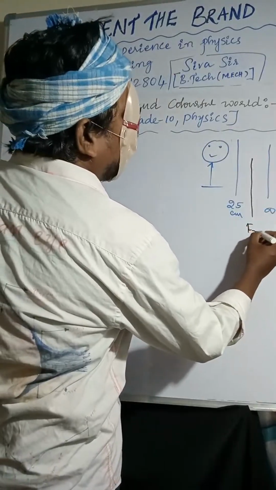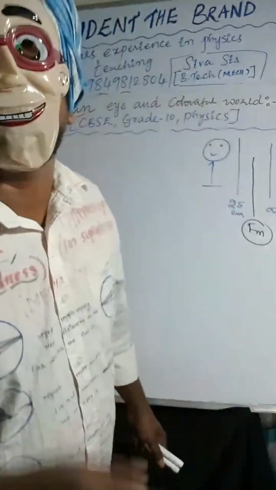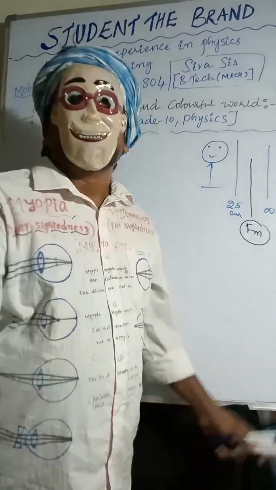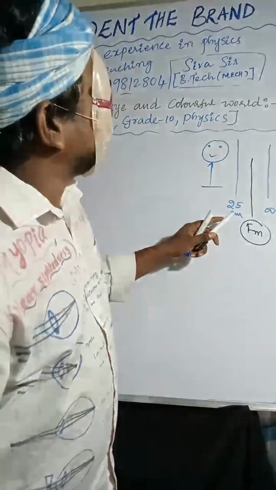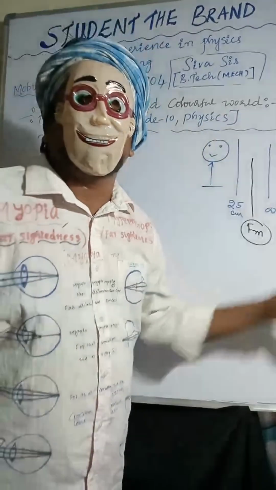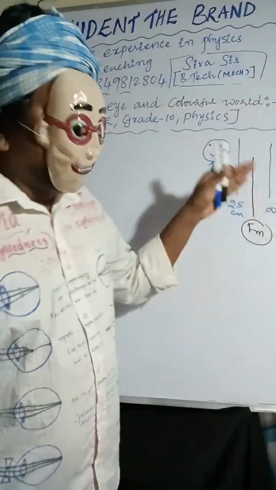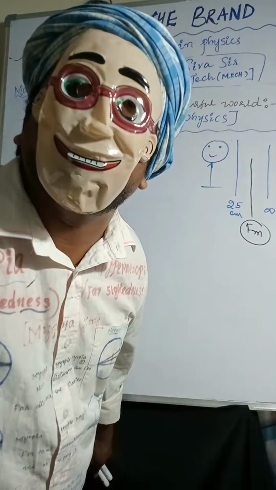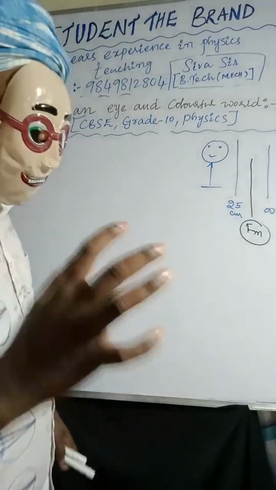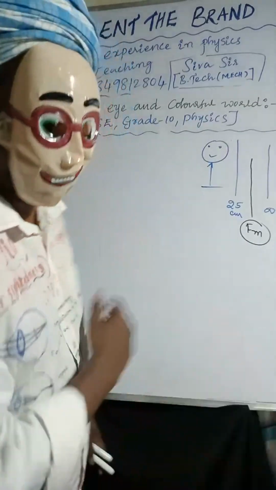That is the far point of the myopic eye. The person cannot see the far distance object, but he can see between 25 to infinity. That point is called the far point of the myopic eye. Now I'll draw the diagram. How will it be? We will see now.